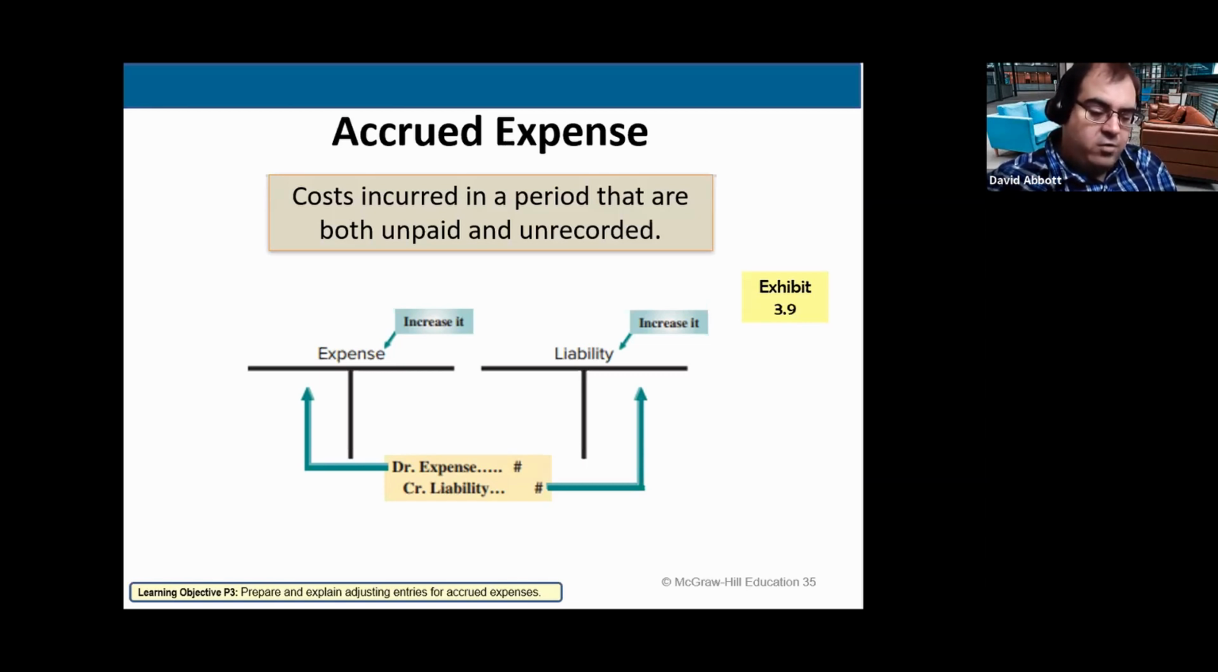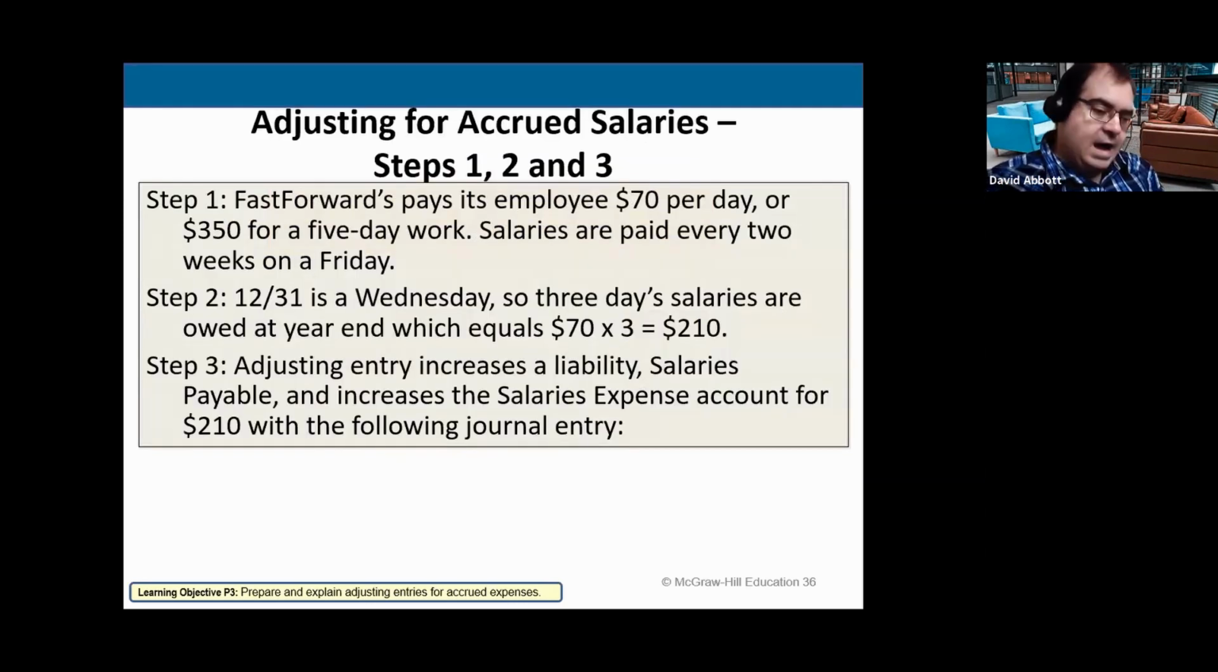For all accrued expenses adjusting entries, we debit or increase an expense account and credit, or also increase, a liability account. So let's look at an example here. Fast Forward pays its employees $70 per day or $350 for a 5-day work week. Salaries are paid every 2 weeks on a Friday.